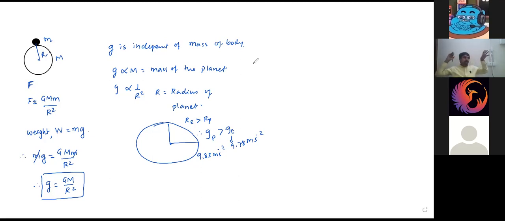So if you take a body from Earth's surface to the moon, what will be the change in mass? The mass will remain the same wherever you take it, but weight will be different. On the moon, acceleration due to gravity is 1/6. g on the moon is 1/6 g on Earth. It is almost 1.6 meter per second square, which is 1/6 of 9.8. So the weight on the moon will be different. Mass is the same, but weight will be different.